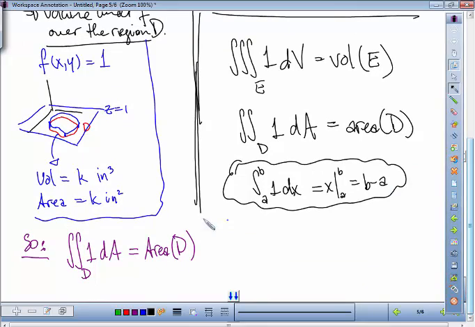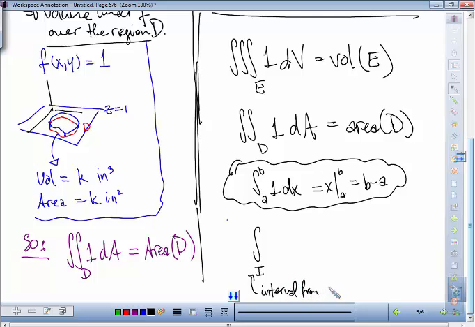So what if I rewrite that? The integral over an interval from a to b, for example, of 1 dx. What's b minus a in terms of that interval? The distance, or the length.